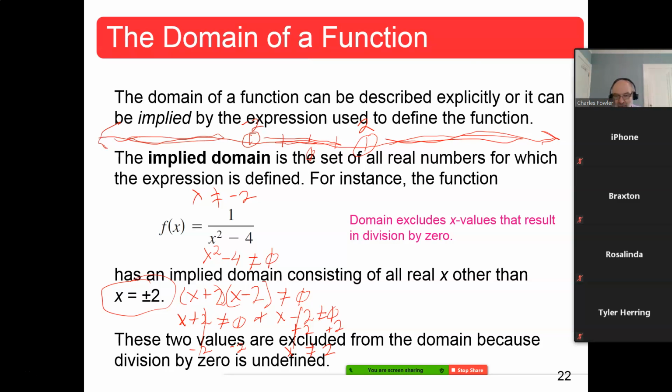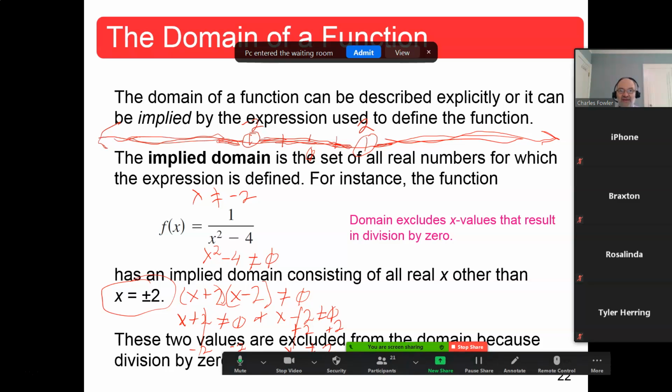Everything else, no matter how close you get to negative 2, you can get as close as you want to negative 2 on either side, and to positive 2, on either side. But you can't hit plus or minus 2. Those are forbidden. So there's a case of an implied domain.